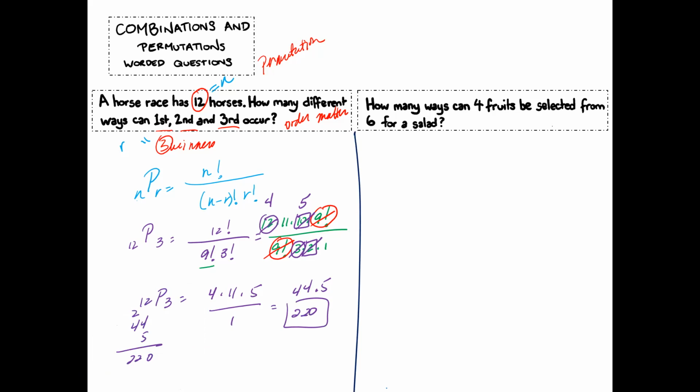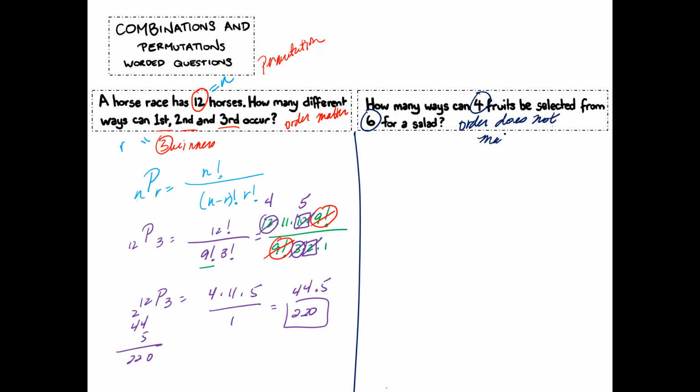All right, now let's take a look at the second part. How many different ways can 4 fruit be selected from 6 for a salad? These are your 2 numbers. Do I really care which 4 fruit is going to be selected, whether strawberry is first or then followed by banana, then kiwis, and then pineapples? No. So in this case, order does not matter.